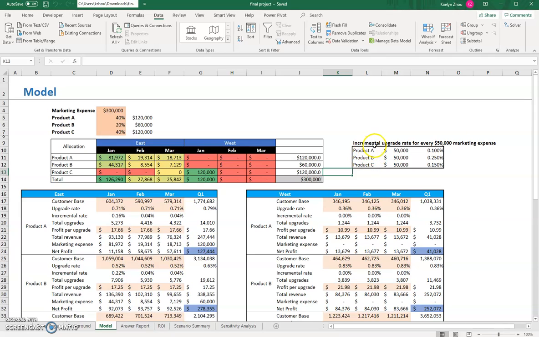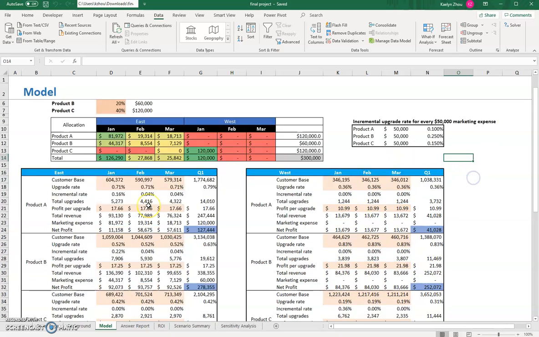And this is the incremental upgrade rates for every 50,000 marketing expense. That means, for example, for product A, every 50,000 marketing expense investment could increase the upgrade rate by 0.1%. For product B it is 0.25%, product C is 0.15%.